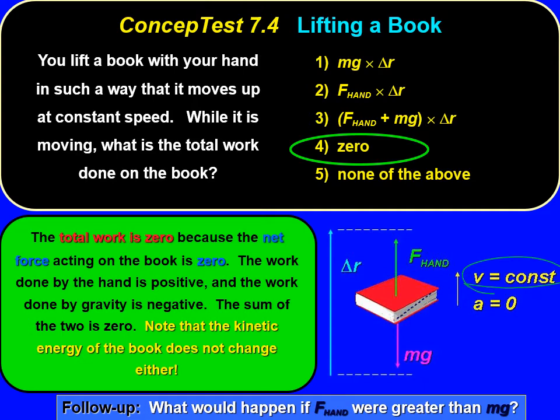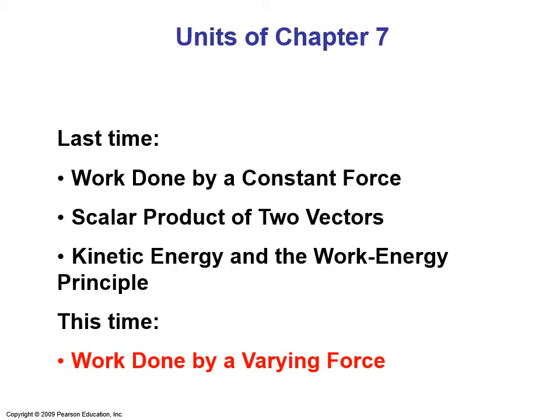You're going to have net work being 0 because, although the work done by your hand is positive, the work done by gravity is negative, and the sum of the two is going to be 0, right? F hand here has to be equal to mg in order for you to actually raise this thing up at constant velocity. So the kinetic energy of the book does not change either, so that just gives you a tip that since the velocity is constant, the work done has to be 0.